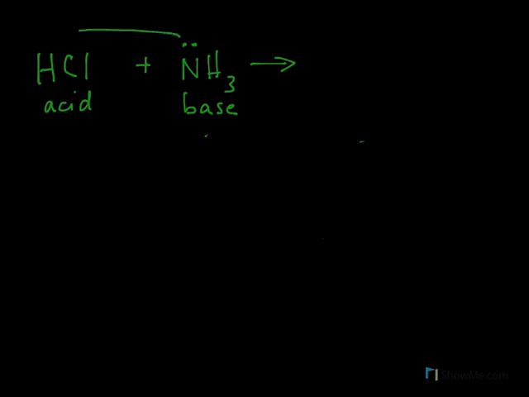Okay, let's take a look at another type of reaction. Here we have our hydrochloric acid again. We'll have a different type of base. This will be just ammonia. And the products will be where ammonia is going to take its lone pair of electrons and grab this proton. And the two electrons here that are bonding the hydrogen and the chlorine atom are going to stay with the chlorine.